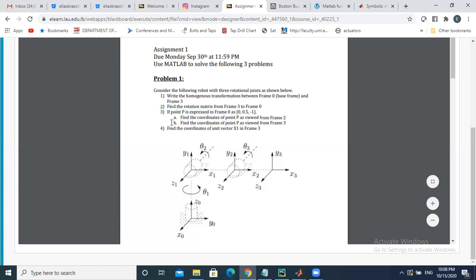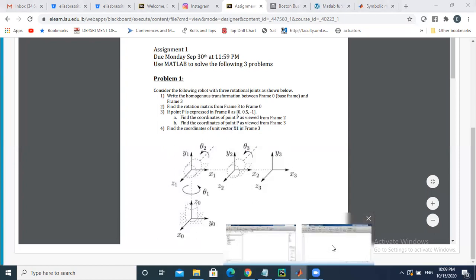Last thing is we need to find the coordinate of unit vector x1 in frame 3. Again, get the inverse of H03 and the first column of it. If you take the first 3 entries of that column, then that will be x1, right? Okay, let's go at it.